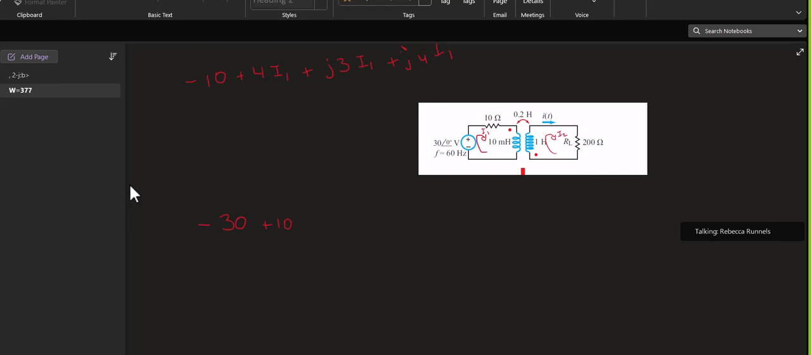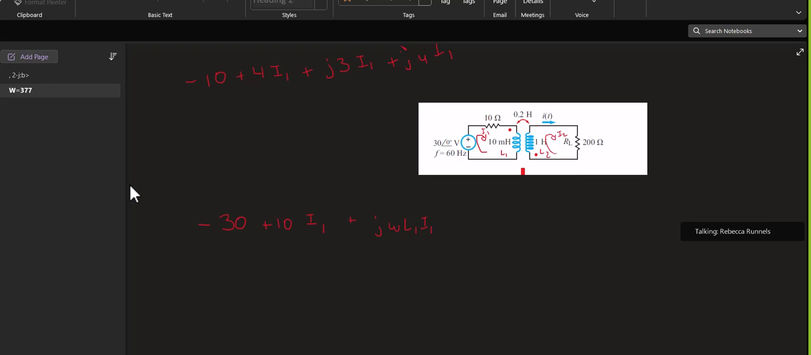plus 10 I1, plus, I'll call this L1 and L2 for right now, J omega L1 I1. And then I have a mutual impedance between these two inductors that's being caused by I2.